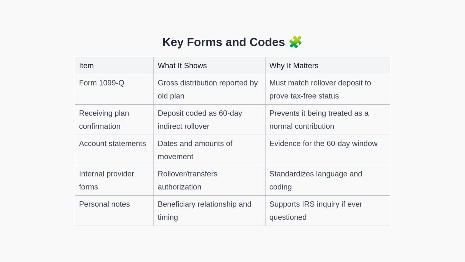Account statements prove dates and amounts, especially around the 60-day window. Internal provider forms help standardize the correct language. Finally, your personal notes can document beneficiary relationships and timing if the IRS ever asks for clarification.